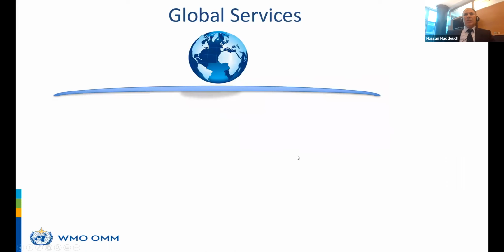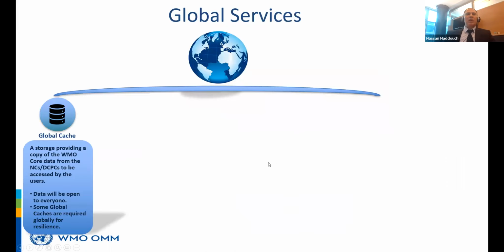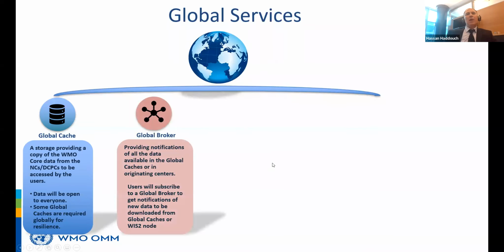In summary, this is the architecture of WIS 2. For the global services, we have these four components. We have the global cache, which is a storage providing a copy of WMO core data from NCs and DCPCs to be accessed by the users. It will be open to everyone, and for resilience we have at least two global caches. The second component is the global broker, providing notification of all the data available in the global caches or in originating centers' WIS 2 nodes.